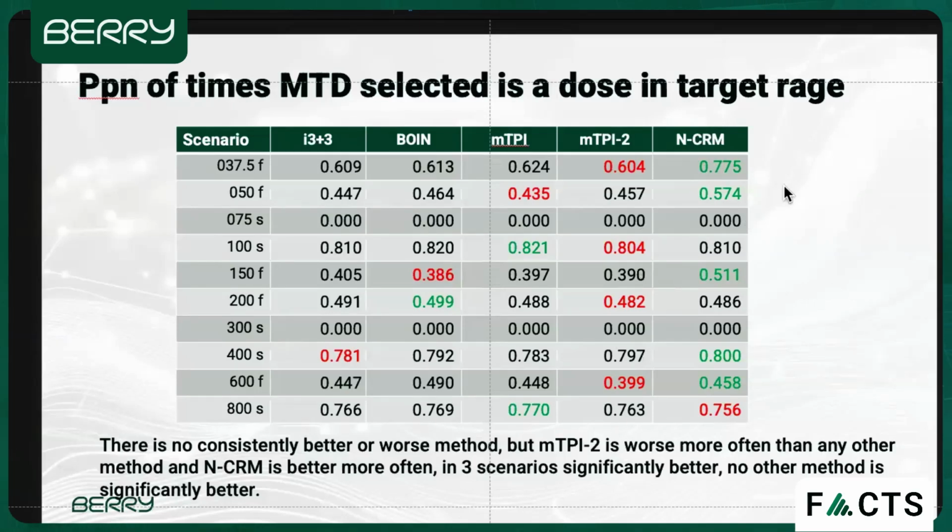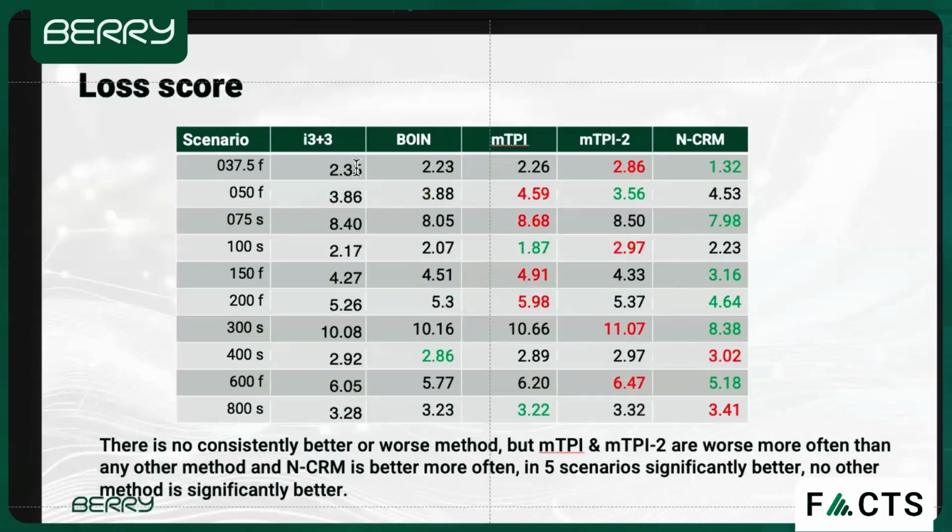But is it doing it by overshooting too much? And so we can look at the loss scores, and they're reassuringly, again, the NCRM wins more often than it loses. Interestingly, the two MTPIs do poorly on the loss scores. They're more often the worst, whereas I3+3 and Boyne are rarely the worst or the best.